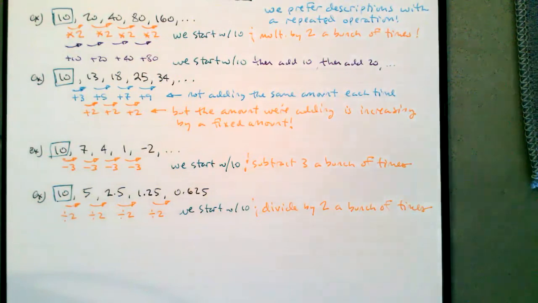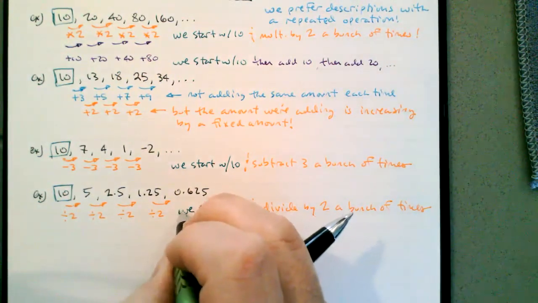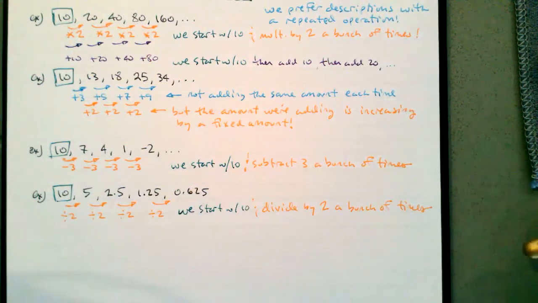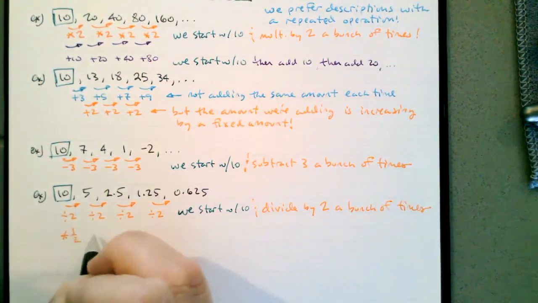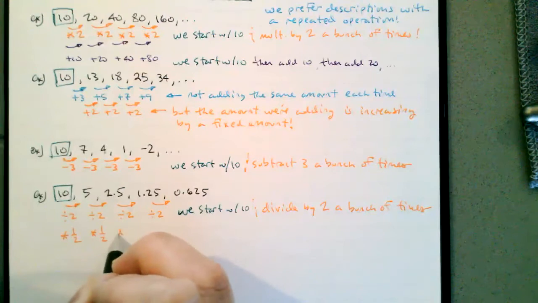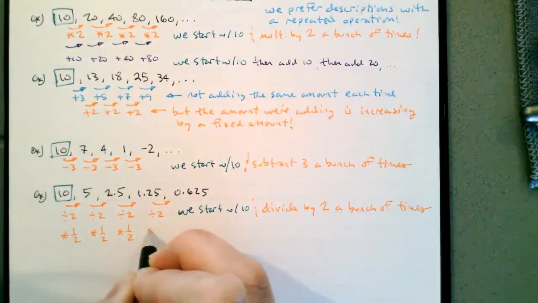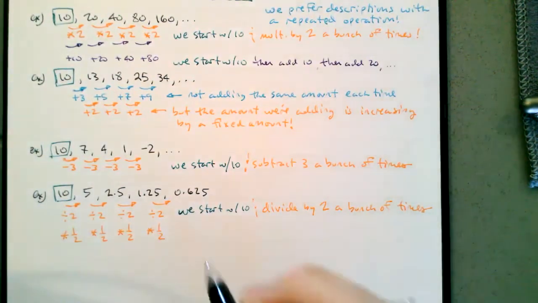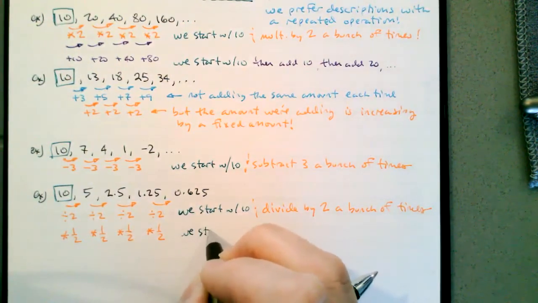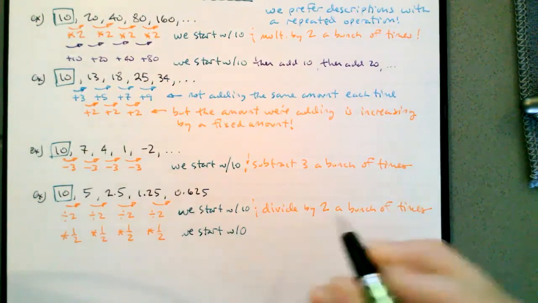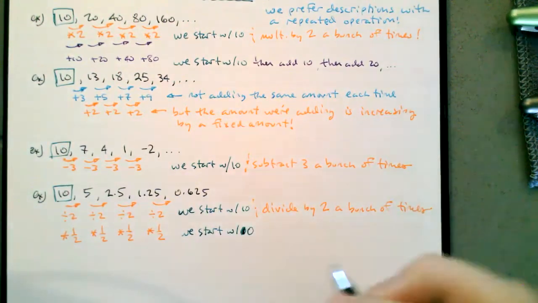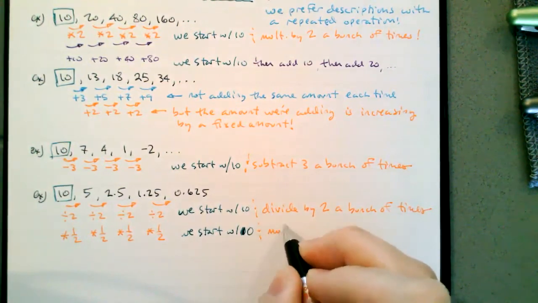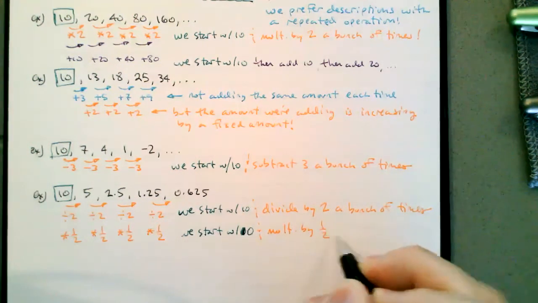A lot of times, I don't know if it happens in other languages, but in English we say cut it in half when we mean multiply by 1/2. So dividing by 2 is the same as multiplying by 1/2. So in words, we might say we start at 10 and multiply by 1/2 a bunch of times.